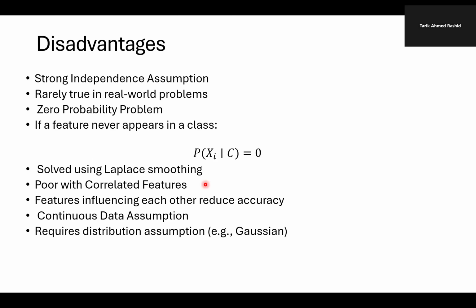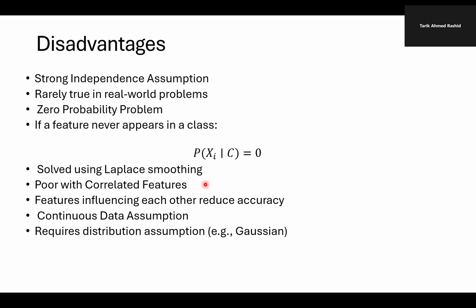What are the disadvantages? Strong dependence on the assumption, which is rarely true in real-world problems. Zero probability: if a feature never appears in a class, then the probability will be zero and that class cannot be selected. This is solved using Laplace smoothing. It is poor with correlated features; features should not be highly correlated, as features influencing each other reduce accuracy. Continuous data assumption: it requires a distribution assumption, such as Gaussian.